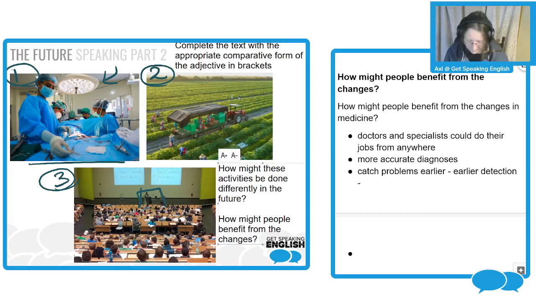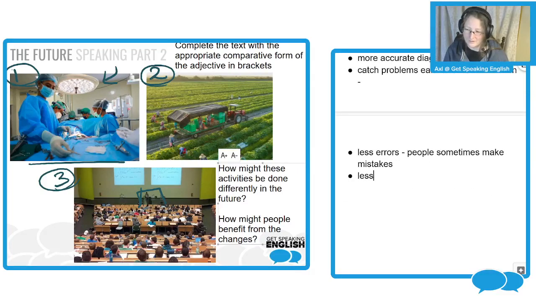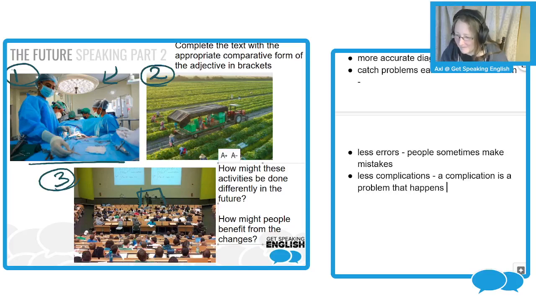Maybe also fewer errors, right? So people sometimes make mistakes. And then maybe that could also lead to fewer complications. So a complication would be something negative that happens, a technical way to refer to a problem. It's a problem that happens with a medical procedure. So that could definitely happen, right?